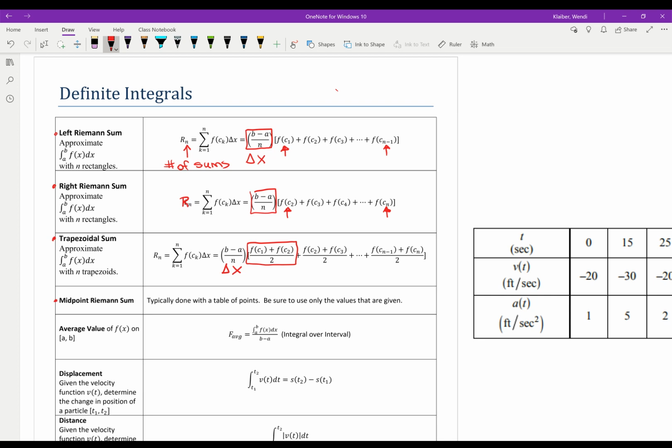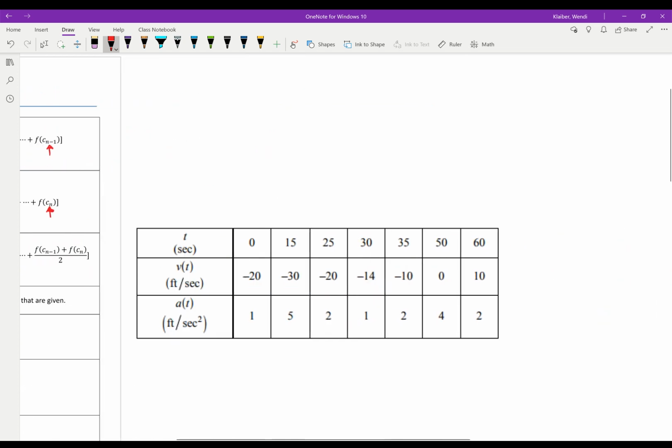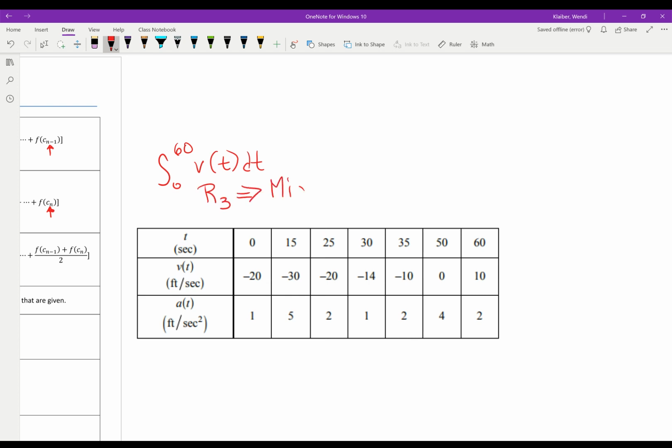Now midpoint Riemann sum is usually quite challenging to calculate algebraically. And to be honest with you, we typically see it in a table form. So I have a table here. And let's say you were asked to calculate the integral from 0 to 60 of velocity using midpoint Riemann sum. Actually, they would tell you you're going to use 3 Riemann sums and it's going to be a midpoint. Now, with midpoint Riemann sum, you always use the value that's in the middle of the two given values.